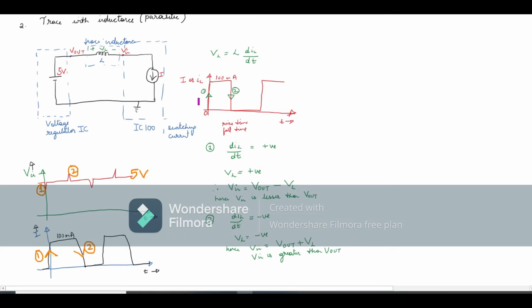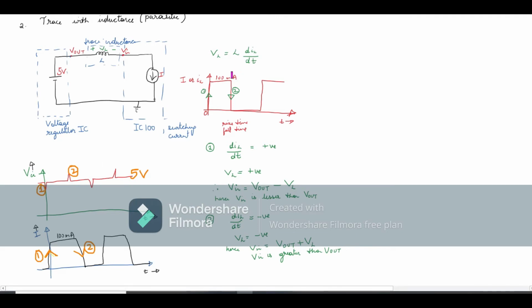Since the VIN pin is drawing switching current, the current through the inductor will also be switching. There are two conditions. When the current increases from 0 to 100 milliamps, we see a negative spike at the VIN pin of IC100. That is because di by dt is positive and hence voltage across the inductor is positive, and this results in Vin equal to Vout minus VL. Hence Vin will be lesser than Vout voltage. Hence we see a drop in voltage when measured at the VIN pin of IC100.